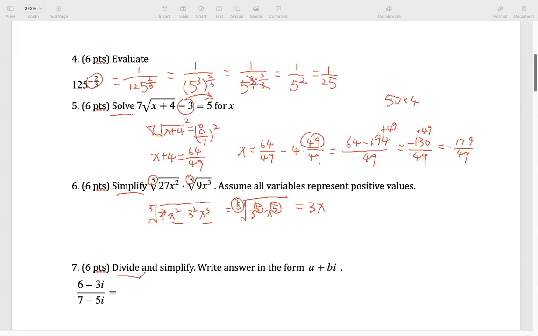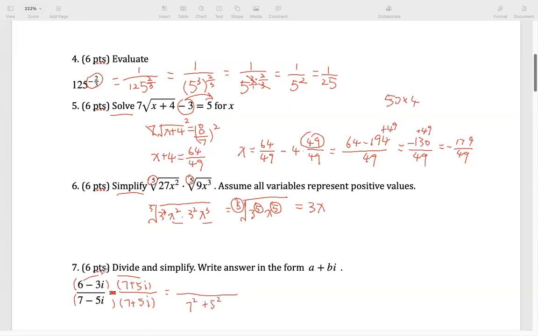So this one we want to divide and simplify. So what do we do? We multiply by the conjugate of 7 minus 5i, which is 7 plus 5i. Do the same for the numerator. Then the denominator becomes the sum of two squares, 7 squared plus 5 squared.